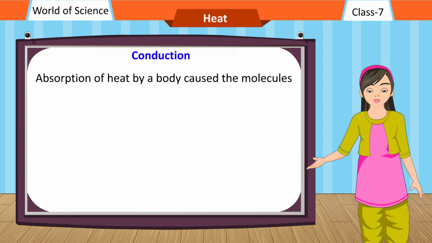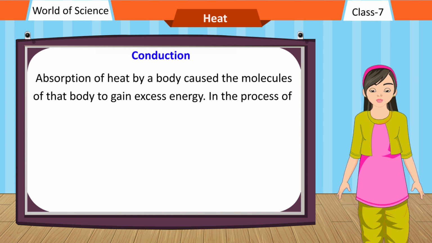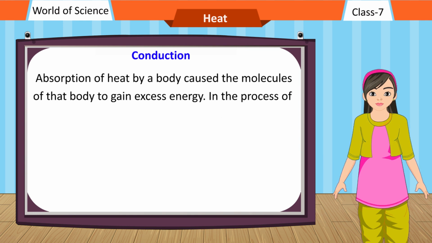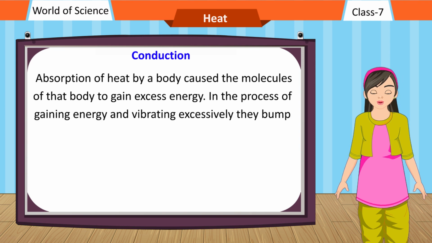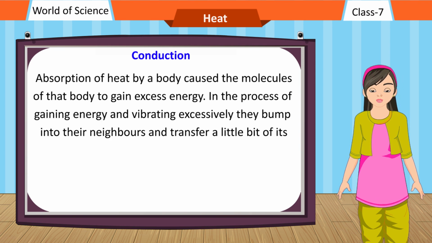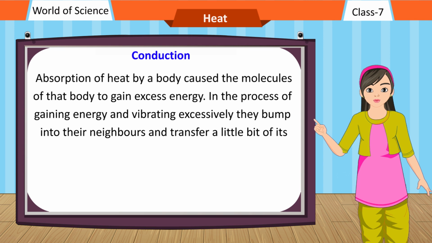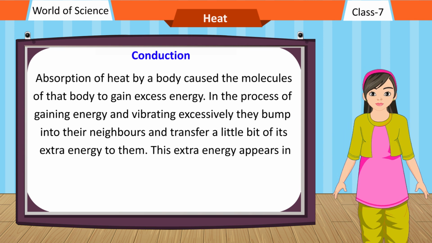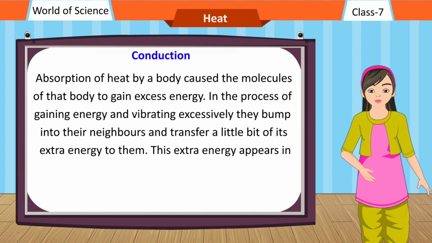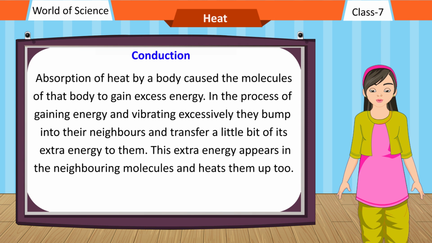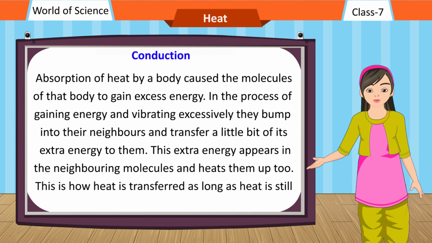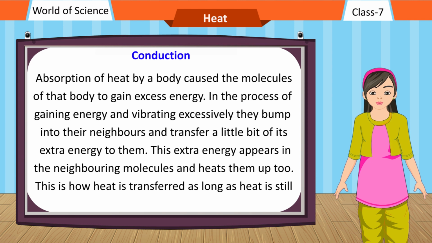Absorption of heat by a body causes the molecules of that body to gain excess energy. In the process of gaining energy and vibrating excessively, they bump into their neighbors and transfer a little bit of its extra energy to them. This extra energy appears in the neighboring molecules and heats them up too. This is how heat is transferred as long as heat is still being supplied.